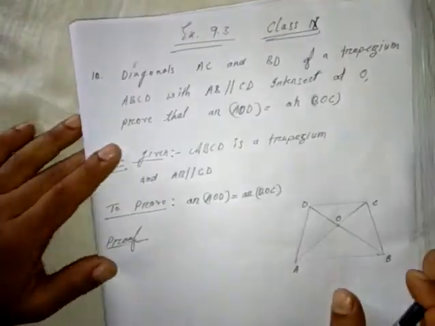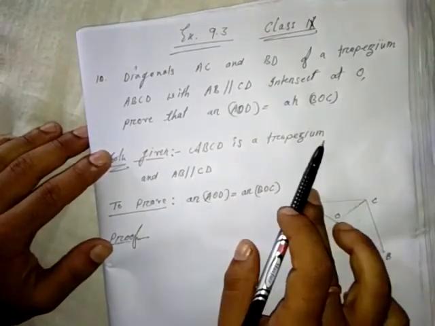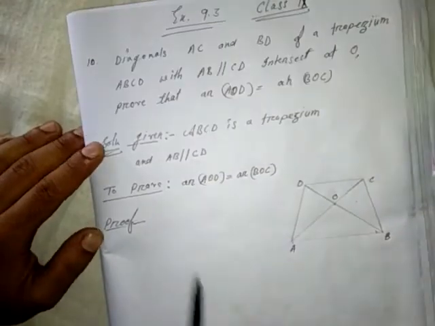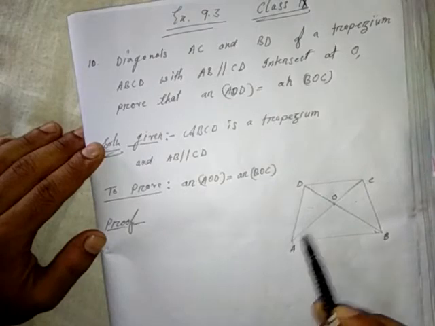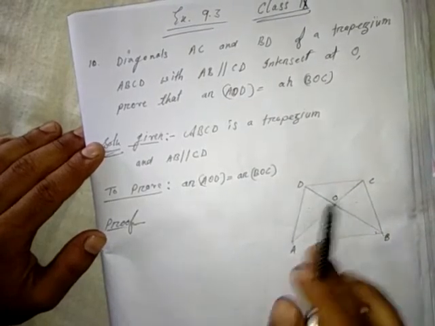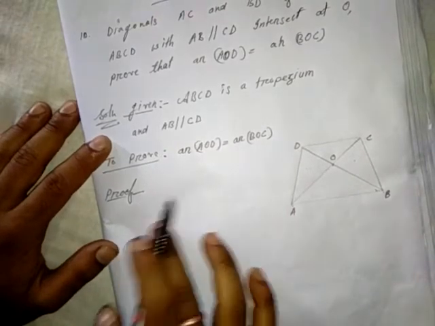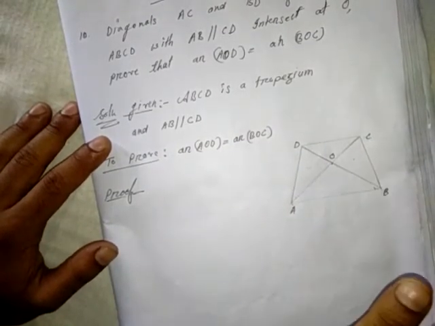First of all, we have to write what is given to us. Given: ABCD is a trapezium and AB parallel to CD. These things are given to us. Then we have to prove that area of AOD is equal to area of BOC. This is what we have to prove. Then let's come to the proof part. How will we show that these portions will be equal to each other?